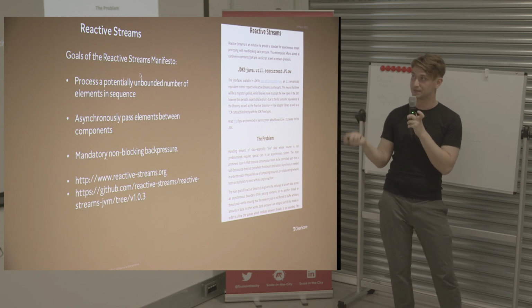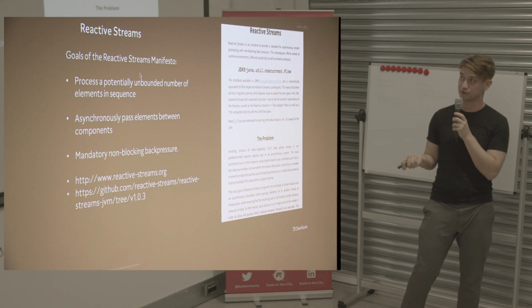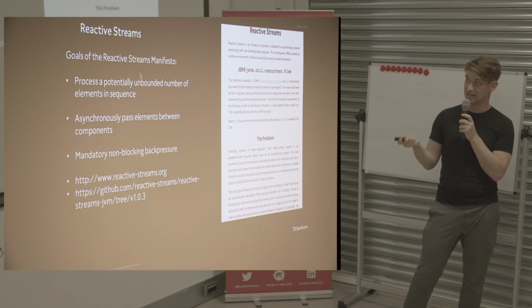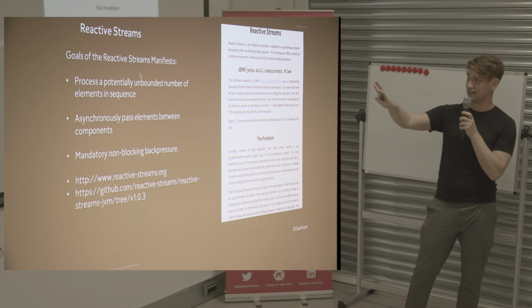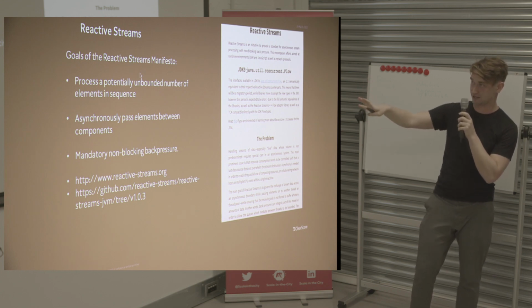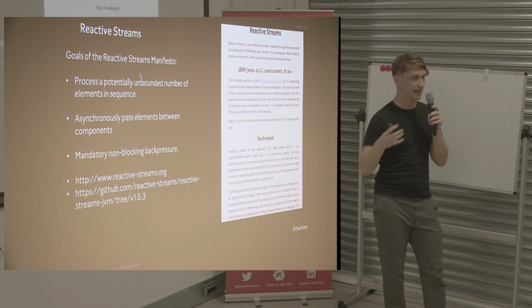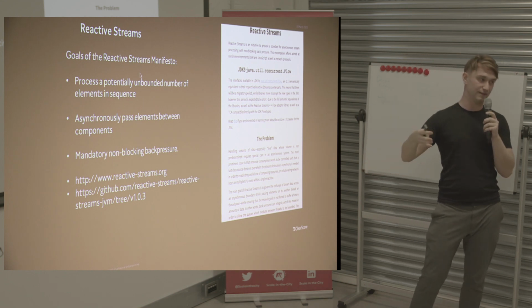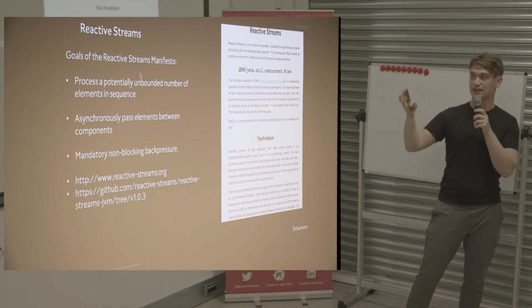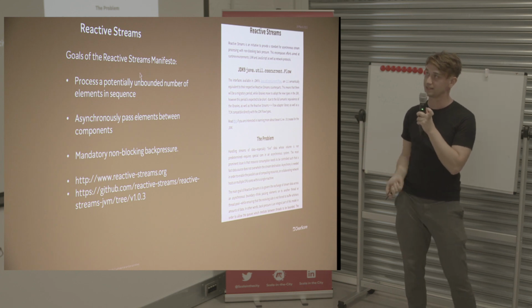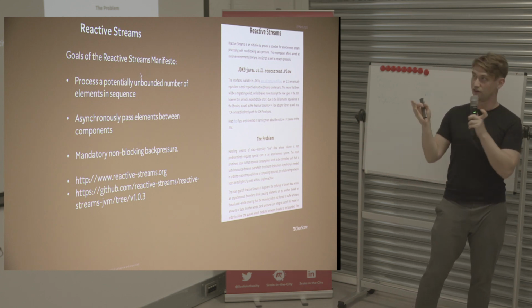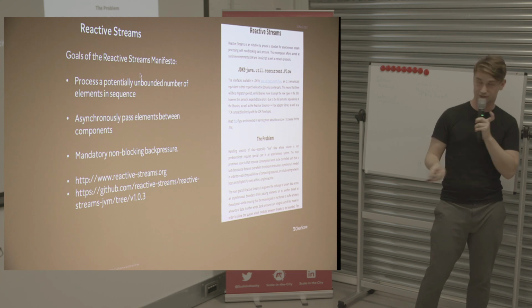Being able to process a potentially unbounded number of elements in a sequence, to asynchronously pass elements between components, and to have mandatory non-blocking back pressure as default. And as you can see here, here are some links to the JVM implementation on GitHub, and there are loads of them, with an easy way of reading. It's like, this must have this, or it should not have this, like a contract. If you're going to do a Reactive Streams implementation, this is what you need to have. So from this, I'll try to superimpose Reactive Streams onto Akka Streams.